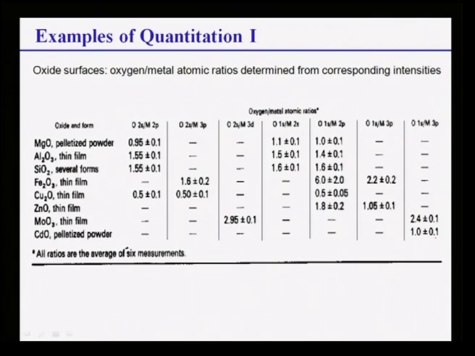Some examples. For an oxide surface, the oxygen to metal atomic ratios are determined from the corresponding intensities. For pelletized MgO, the O 1s by metal, which is Mg 2p here, ratio is this much, plus or minus 10%. Now Al2O3 is also like that, SiO2 calculated, Cu2O. These are the oxygen energy levels divided by metal energy levels, ratios. So these measurements tell us how intensities can be correlated quantitatively.